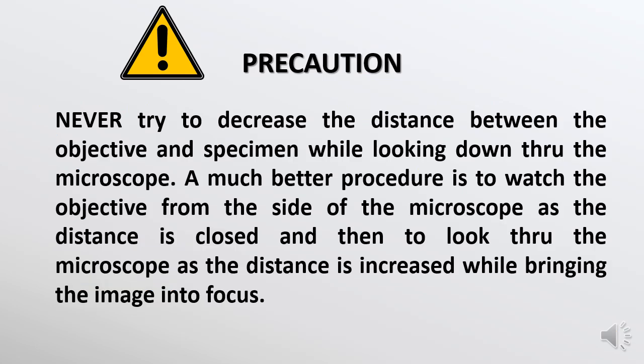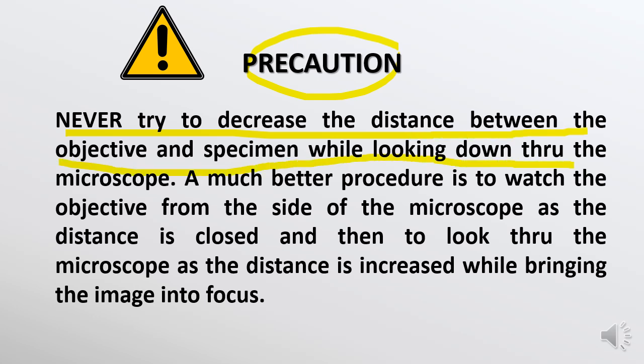One of the most important safety precautions when using a bright field microscope is never to try to decrease the distance between the objective lens and the specimen while looking down through the microscope. The reason we say that is that when you're looking through the ocular, there's a chance that you may hit the objective lens with your sample. The objective lens is very fragile, so you may break it.